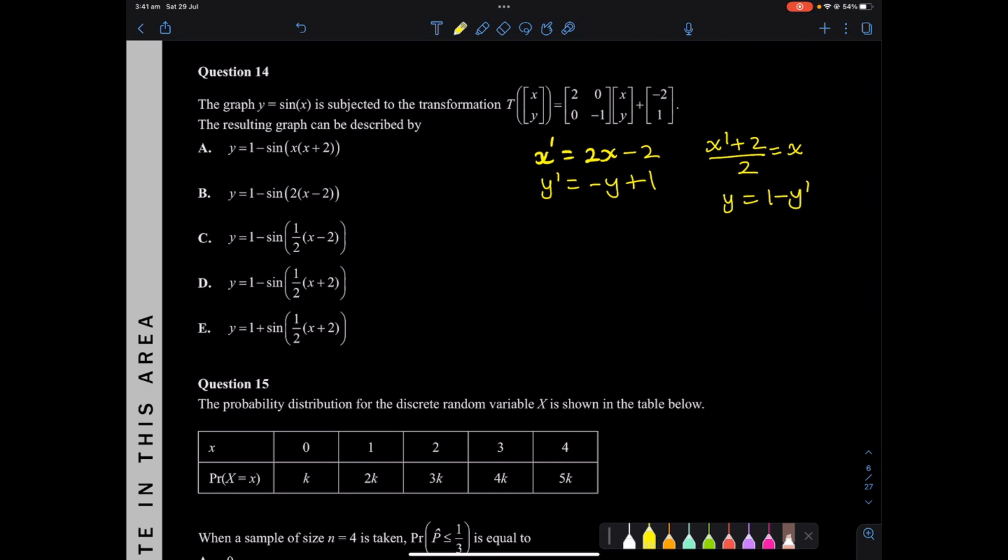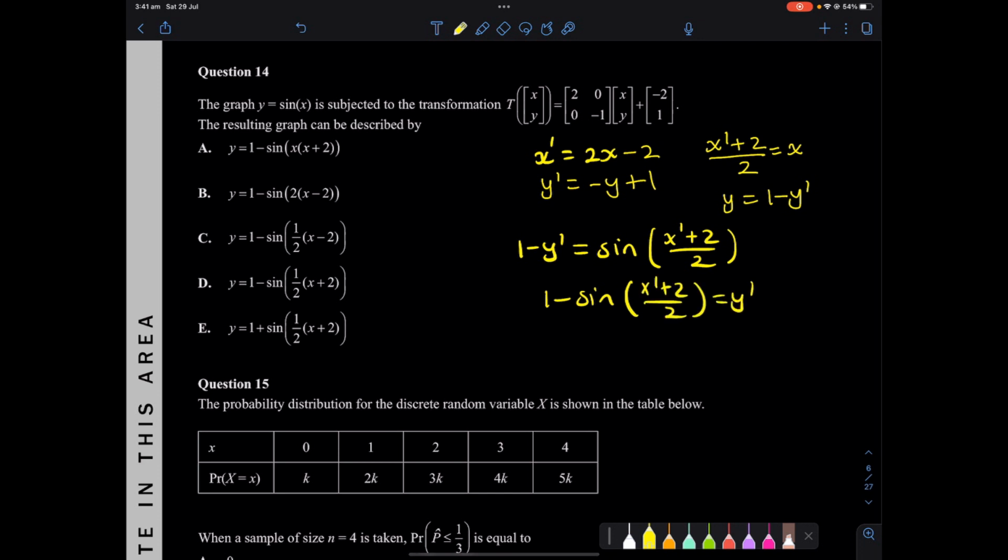Okay, so now putting these values into sine x, what would happen? So we're saying that 1 minus y dash equals sine of x dash plus 2 over 2. Now we solve for y dash, so it will be 1 minus sine of x dash plus 2 over 2 equals y dash. So which answer would that be? 1 minus, so it would be 1 minus sine of half x plus 2. Looks like D is your answer for question 14.